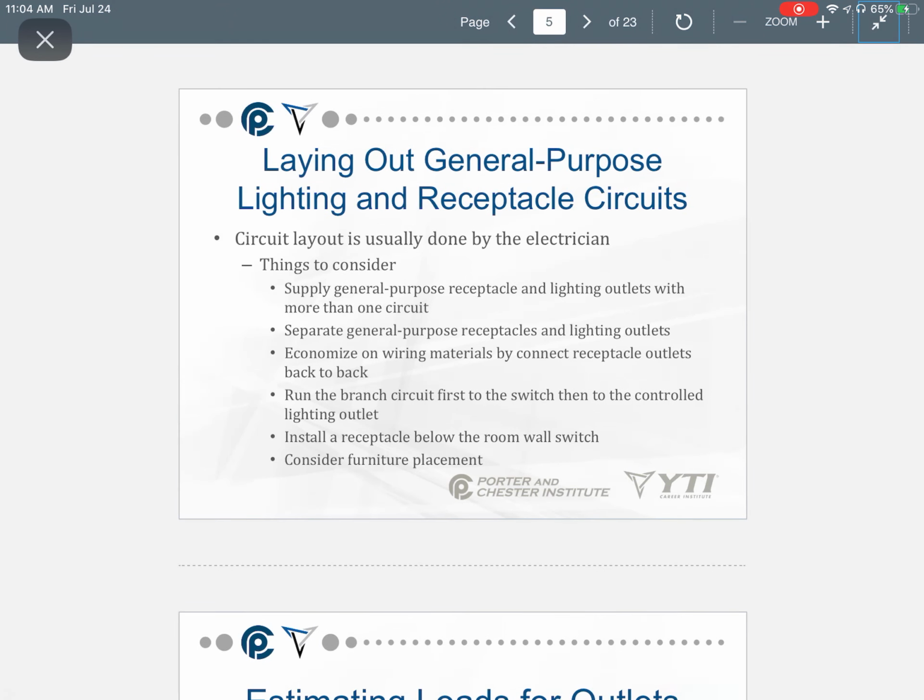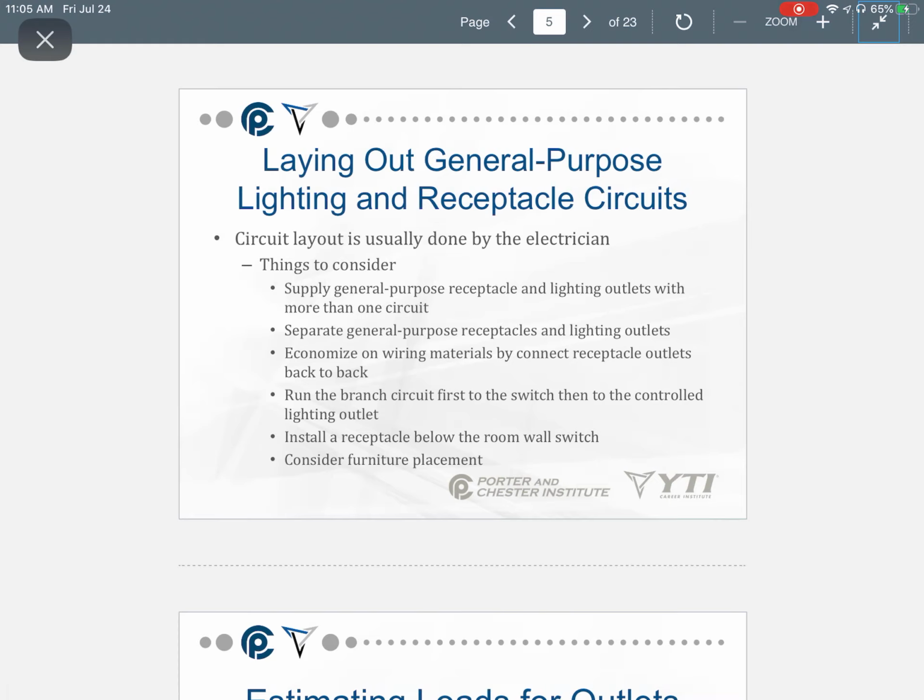All right. So laying out general purpose lighting and receptacle circuits. Well, let's take a look at this for a second. This is our job as an electrician, doing the layout, so we have to consider certain things. We're going to take a look at this. General purpose receptacles and lighting outlets with more than one circuit.